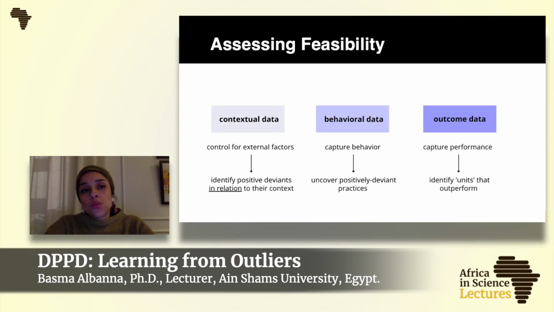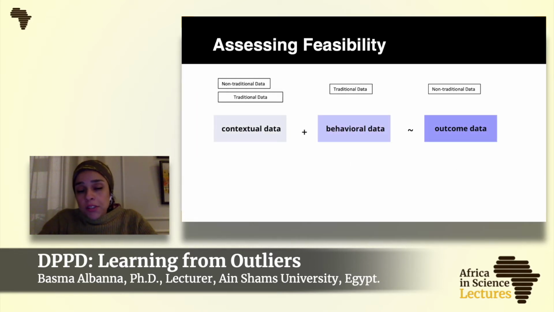After assessing the suitability of the problem, it's extremely important to assess the feasibility of the problem. When assessing the feasibility, there are three main types of data that we need to look into and make sure that they exist: outcome data, behavioral data, and contextual data. Outcome data will capture the performance of our units of analysis. The behavioral data will uncover positively deviant practices, and the contextual data will identify positive deviance in relation to their context and help us control for external factors.